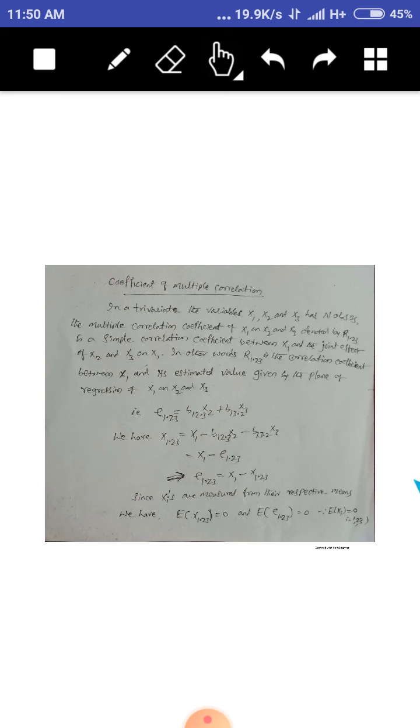So by definition, capital R1.23 is nothing but a correlation. You know the correlation formula, so apply the usual correlation coefficient formula, that is Karl Pearson's coefficient of correlation: covariance between x1 and E1.23 divided by the square root of variance of x1 into variance of E1.23. So now we find the covariance between x1 and E1.23.